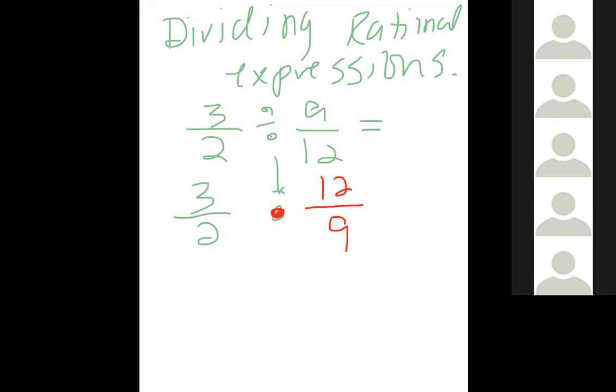Now, remember, you can always cross cancel if it's possible, okay? So 2 goes into 12, how many times? 6 times. 3 goes into 9, how many times? 3 times. And of course, 3 can go into 6, how many times? 2 times. So what are we left with? Just 2. So this is the same stuff you did back in grade school. Now we're doing algebra with this, guys.